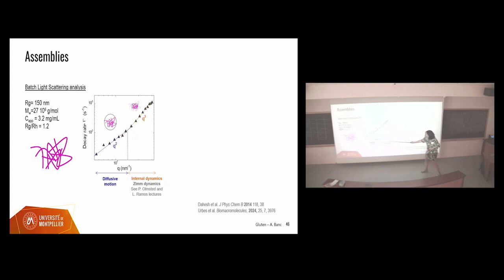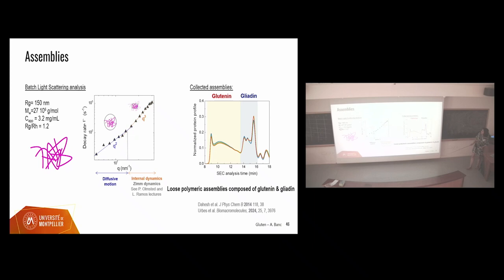And here I refer again to the Peter lectures and as well the Laurence lecture that explain this power law evolution. So we have floppy objects, and if we look at the composition of these objects, they contain both glutenin and gliadin. So it's not only glutenin that builds these assemblies.